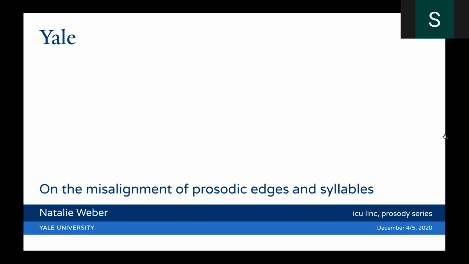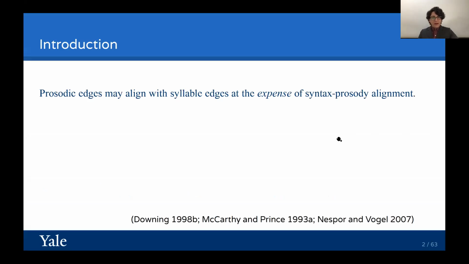Super. Yes. So I'm here to talk about the misalignment of prosodic edges and syllables, and I want to begin with a bit of a typological puzzle. Now, it's well known that prosodic edges may sometimes align with syllable edges at the expense of syntax-prosody alignment, allowing mismatches between syntax and prosody.